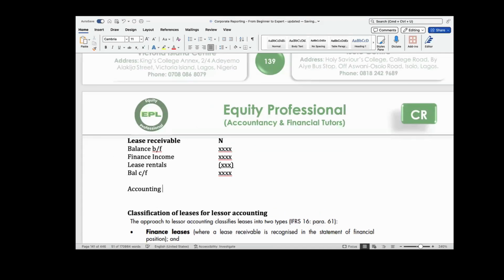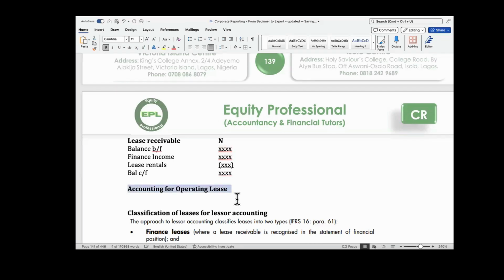For operating lease, sorry, do you have any questions, please? Before I move to operating lease, then we solve questions. Any question, Bidemi, Cyril, Pascal, Chris, Tintin, any questions? Okay, that means it's all clear. Not from my end, sir.